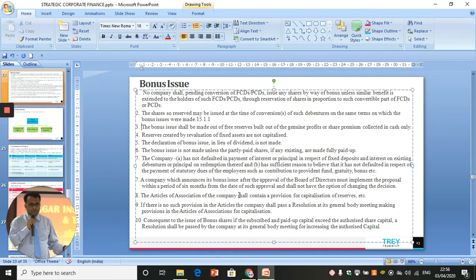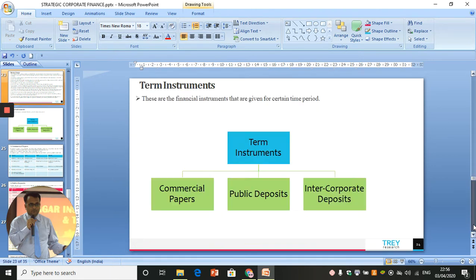If the articles of association do not have any provision, then you cannot issue bonus shares unless and until you include that provision in the articles of association by passing a resolution in a general body meeting. Then, consequent to issuance of shares, if the subscribed and paid up capital exceeds the authorized share capital, then the authorized share capital has to be increased in a general body meeting through a resolution. So this is about the bonus shares.